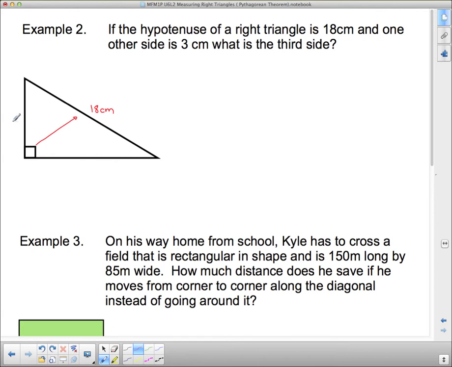Now this side looks like it might be closer to 3 than the other side because this side's a lot longer. But it doesn't matter where we put it. So 3 centimeters. What is the third side?